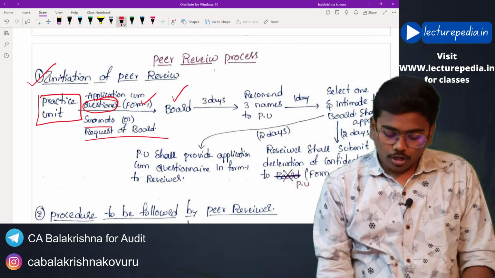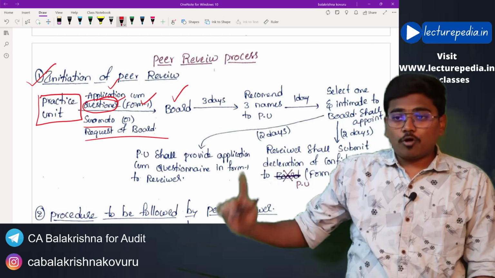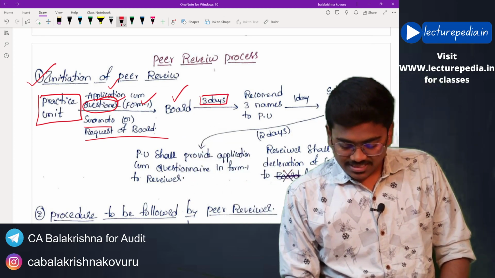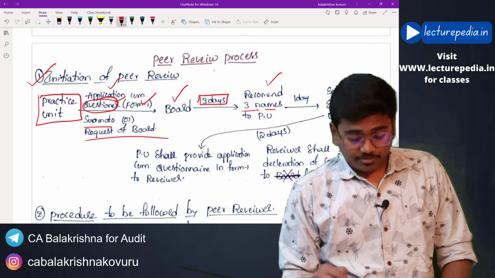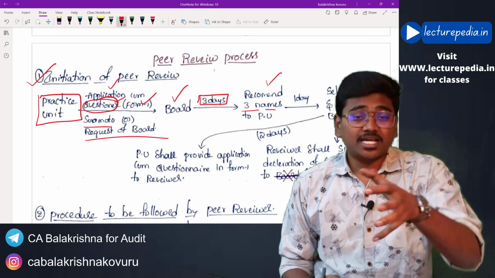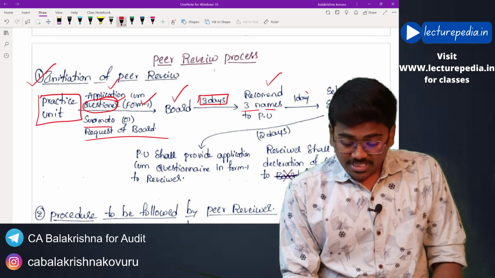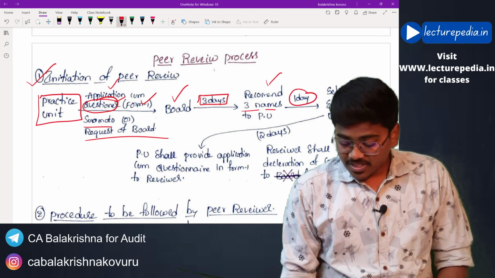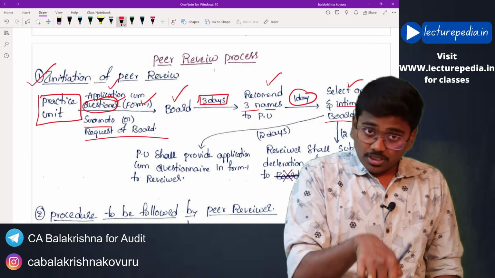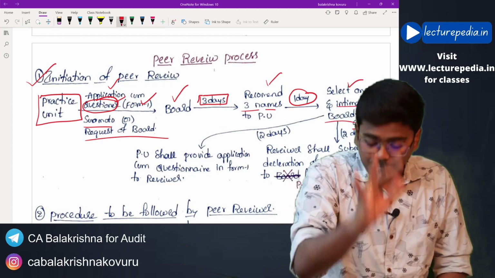Okay, suo motu or on request of the board, the practicing unit will make the application cum questionnaire in form 1 to the board. Once the application is received, the board shall within 3 days recommend 3 names of proposed peer reviewers to the practicing unit. Then within 1 day of receipt of such recommendation, the practicing unit has to select 1 name and intimate it to the board, and the board will appoint that same person as the peer reviewer of the practicing unit.